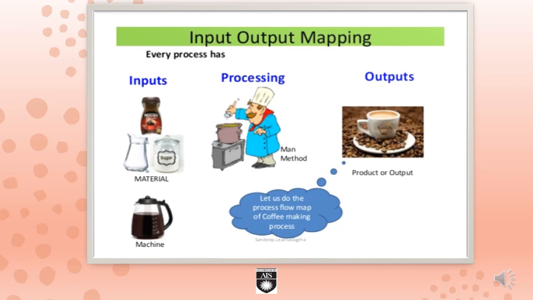Here is yet another example of the input process output cycle. In this example, we can see how coffee is made. In the input section, we have the coffee powder, which is the input to make the coffee. And in the processing section, we have the person who is making the coffee. And what is the output? The output is the delicious coffee. So here also we have the input, processing and output cycle involved.